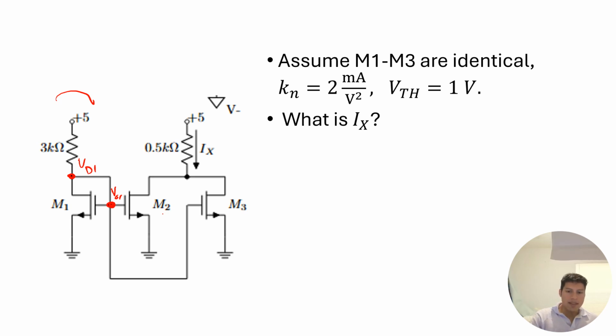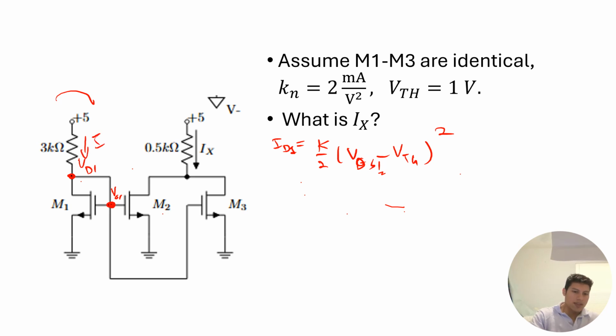At this point, since we know that it is in saturation, ID will be equal to K over 2 times (VGS minus V threshold) squared. Additionally, since VDS and VGS are the same, we can replace this with VDS1. So this is only for the first transistor, that's why I'm putting a 1 after it. I should probably put an ID1 here to denote the current going through the first transistor.